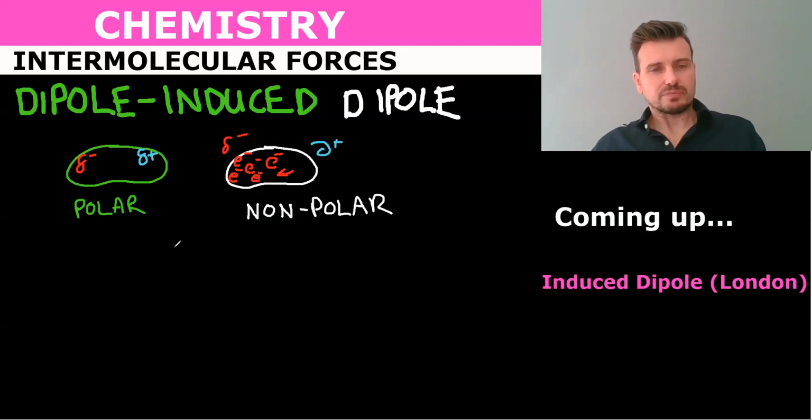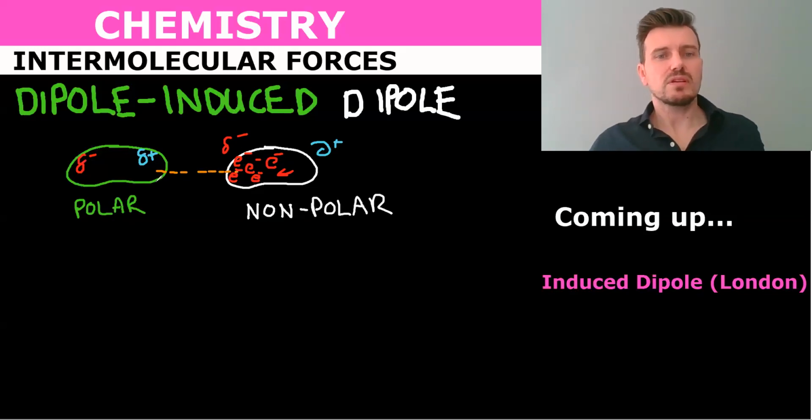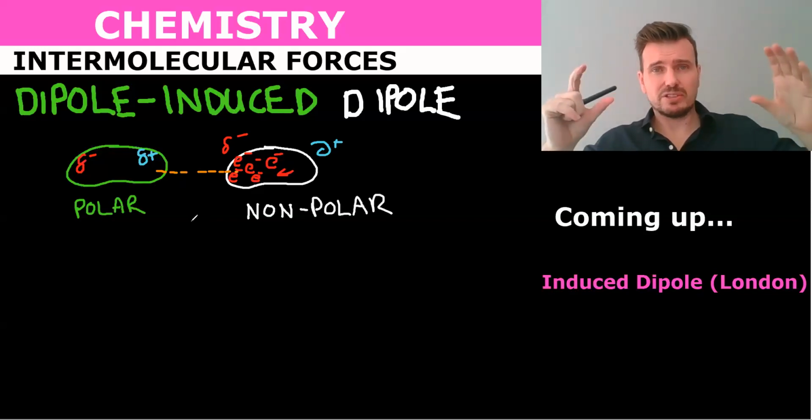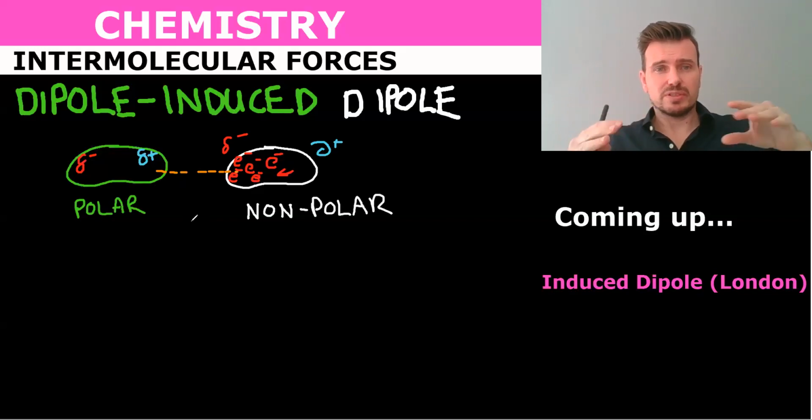And so we get now a force between these two poles. And this we call our dipole-induced dipole force. It's not as strong as a dipole-dipole because a dipole-dipole already had two permanent poles, whereas this is just temporary. The non-polar molecule doesn't have that permanent pole.